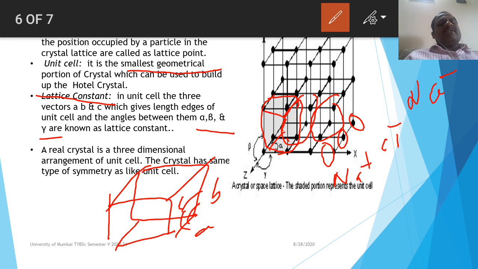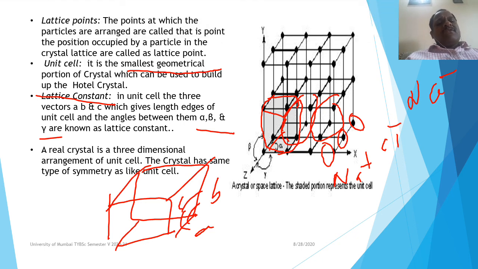A real crystal is a three-dimensional arrangement of unit cells, and the crystal has the same type of symmetry as the unit cell. As I said, if I have a big piece of salt with a salty taste, a small piece of salt also has a salty taste. That means whatever properties the crystal has, the same properties can be seen in a unit cell, because a unit cell is a part of the crystal. So you have to keep that in mind.